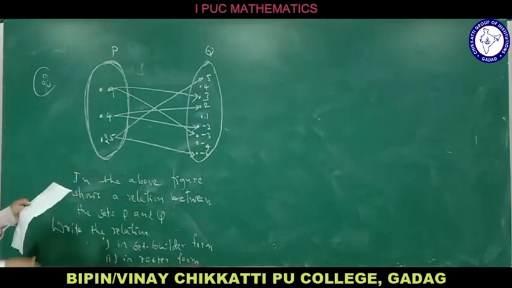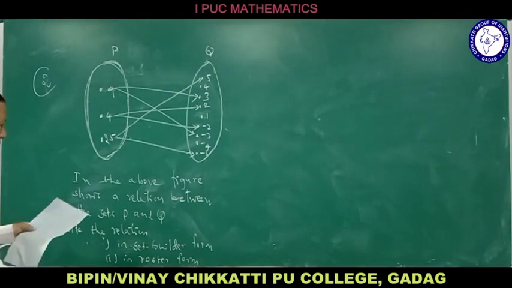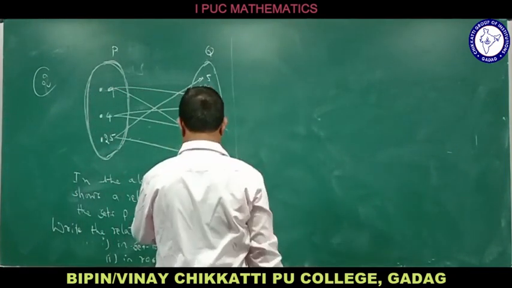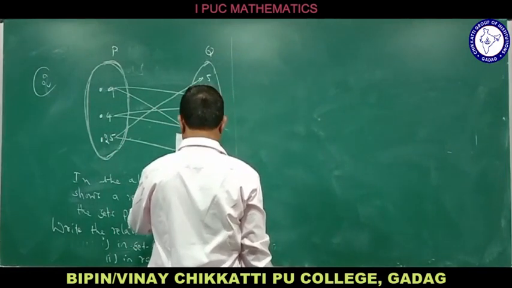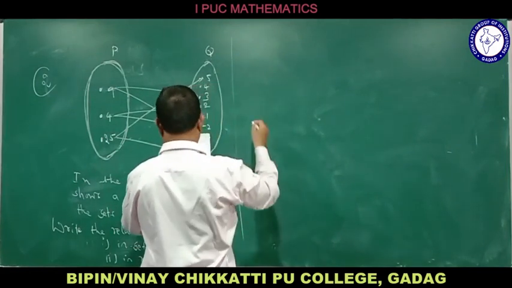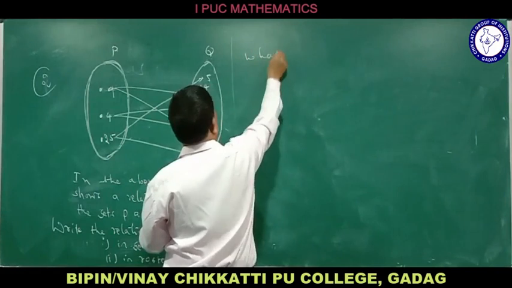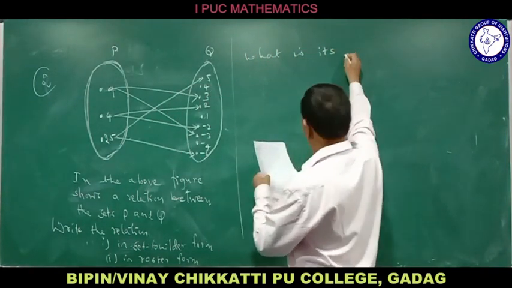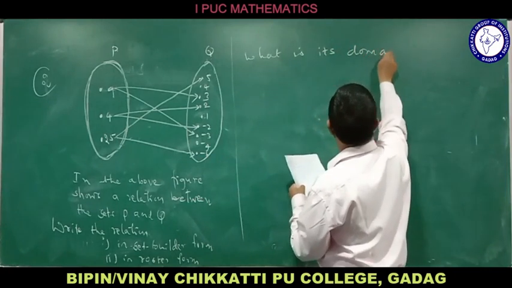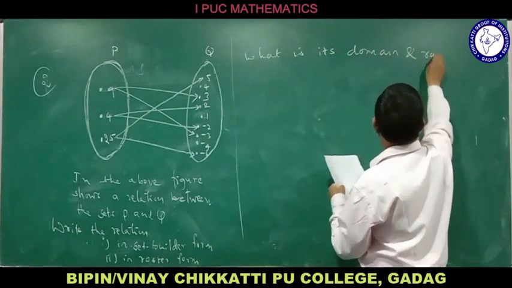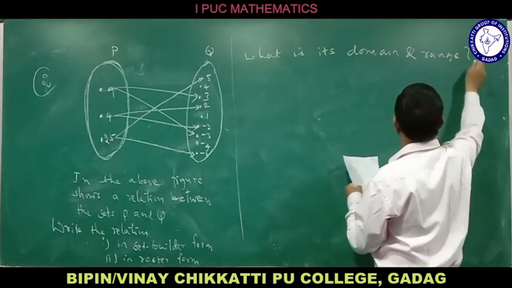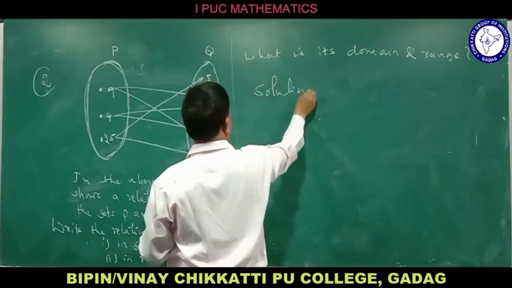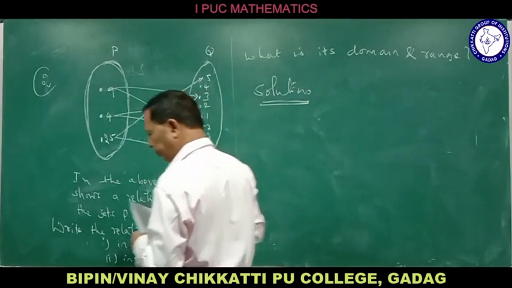And again, the question is not completed. The next part of the question is: what is its domain and range? Now you have to see the solution. What is the solution for this question now?